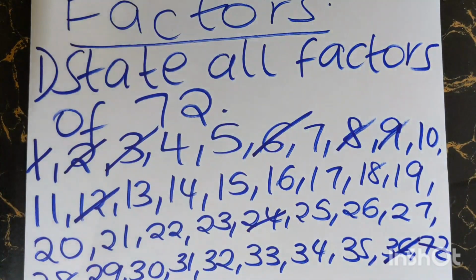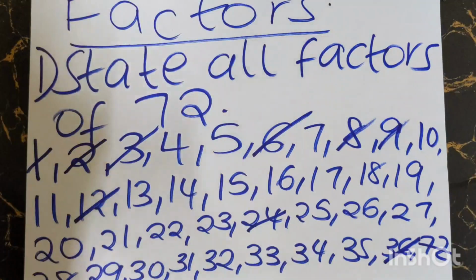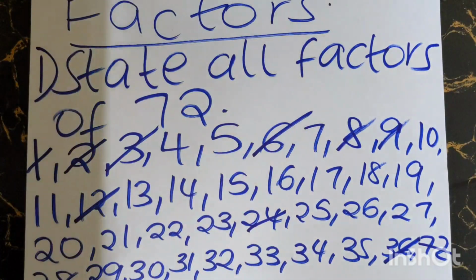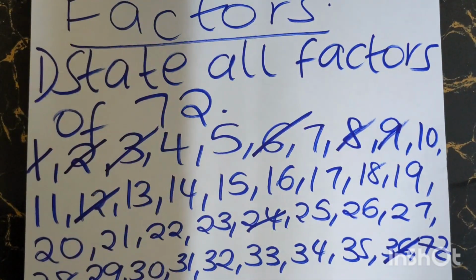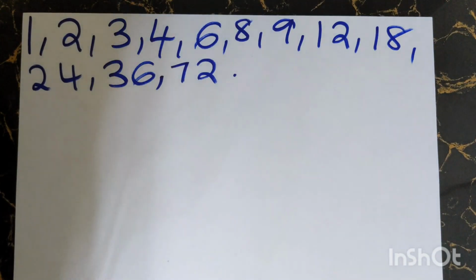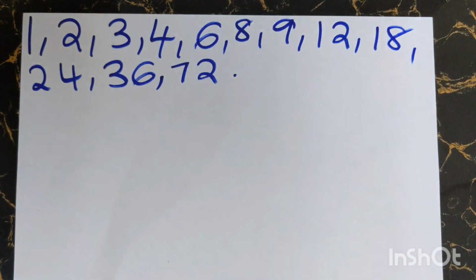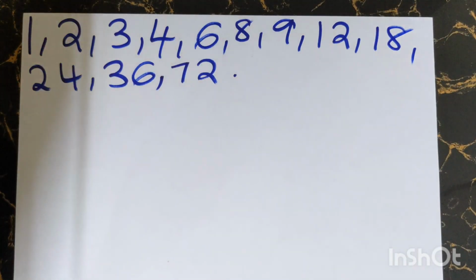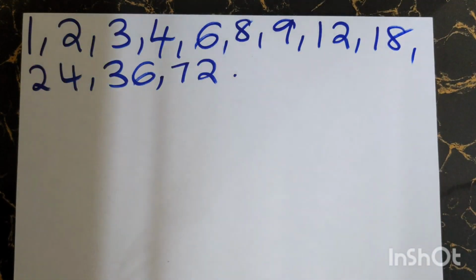So you don't have to look at the numbers above 9 because we've already done that, okay? So that means that we can conclude that the number 72 has 12 factors, okay? So in a nutshell, all the factors of 72 are 1, 2, 3, 4, 6, 8, 9, 12, 18, 24, 36, and 72, okay? So let's look at one more example before you call it a day.